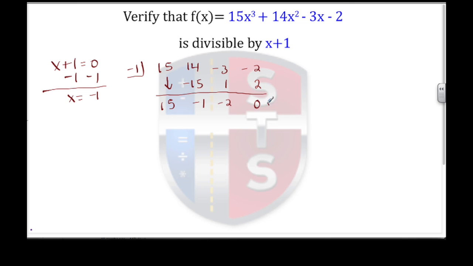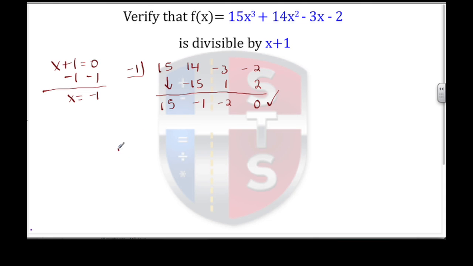So here we see we have a remainder of 0, which does show us that x plus 1 is indeed a factor, or another way stated, can be divided evenly into the f of x function. Let's continue by doing the long division method just to check and also to verify the work that we've done.